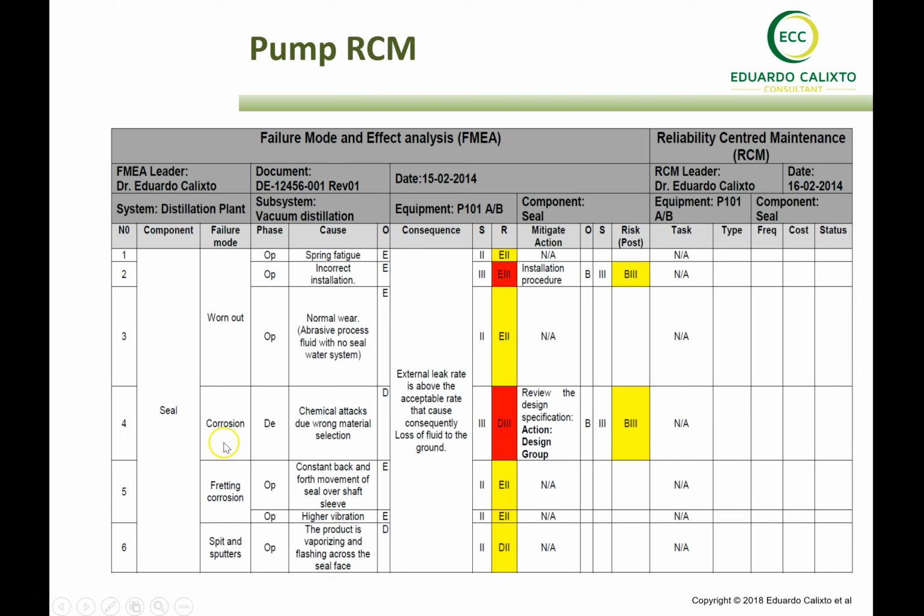Okay. Another critical issue is surface corrosion, that's caused by chemical attack due to wrong materials. So that's a type of design mistake. So here the phase is the design, and of course we need to carry out a design review in order to mitigate this risk. So it's not in the scope of the RCM.